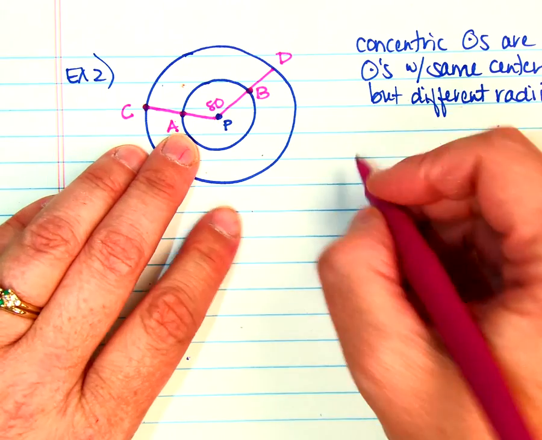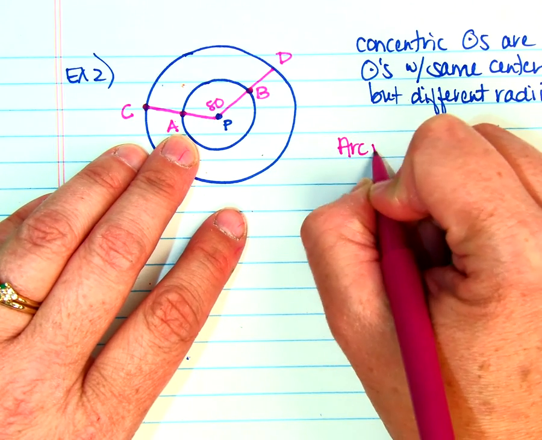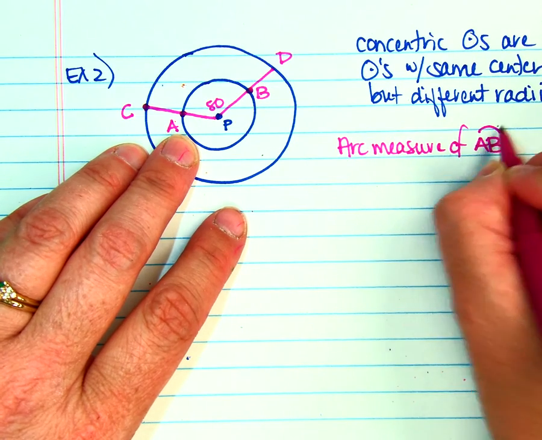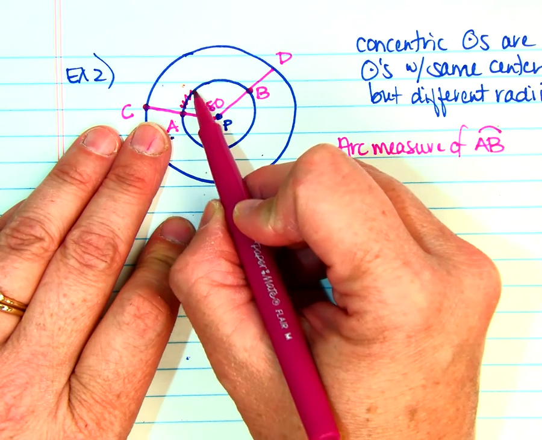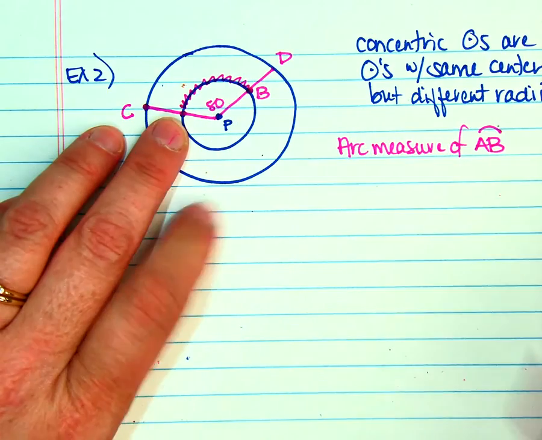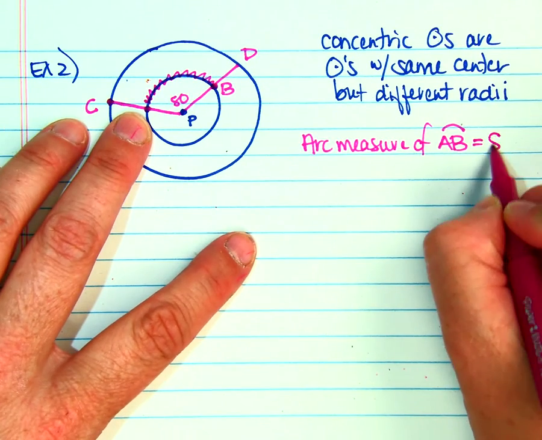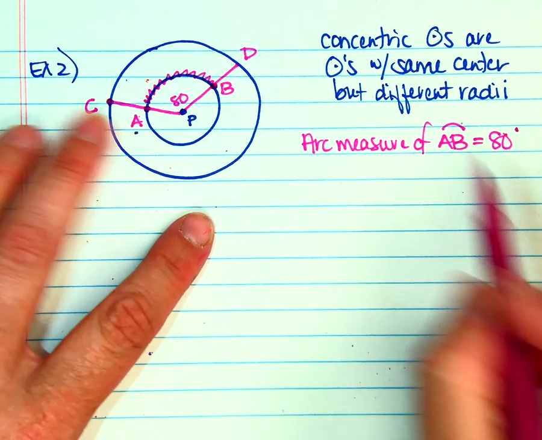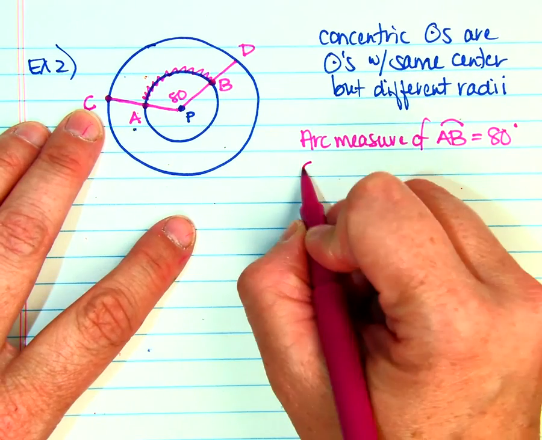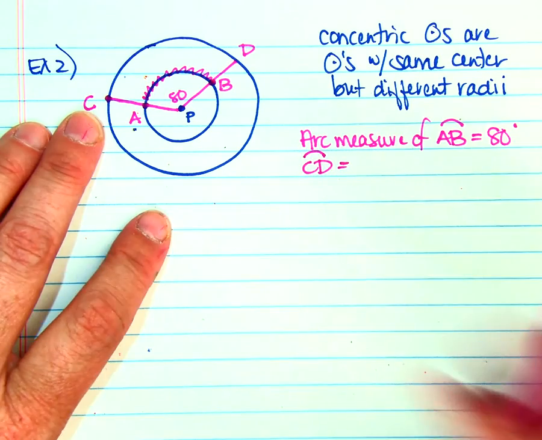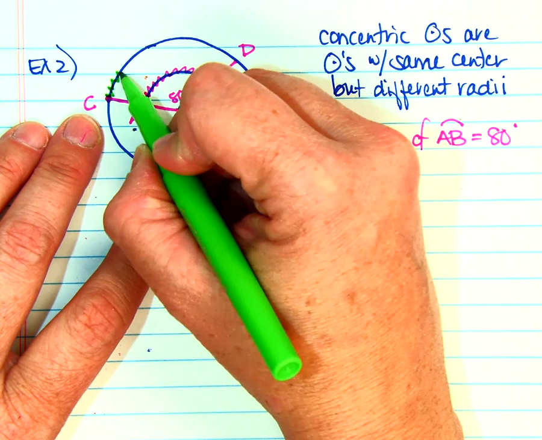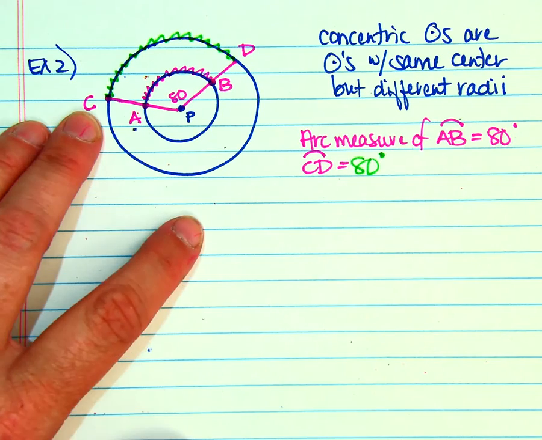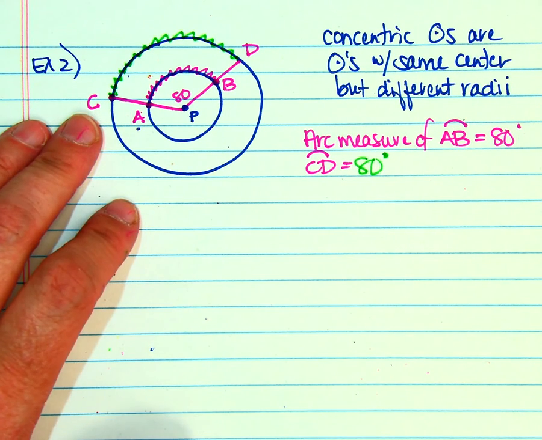So if I look at the arc measure of AB, in other words, I'm looking for the arc measure of that. That is going to equal the same, because this is a central angle, so the arc measure is going to also be 80 degrees. CD, so the arc measure of CD, I'm looking at this. This is also going to be 80 degrees, which seems kind of odd because you're thinking, well, it's clearly bigger than the other one.